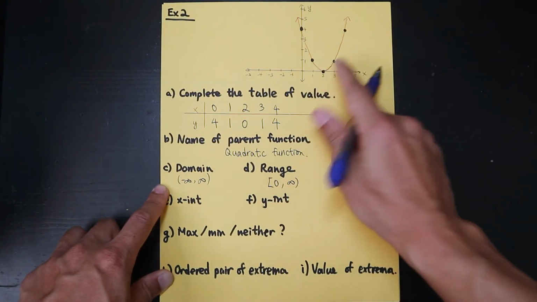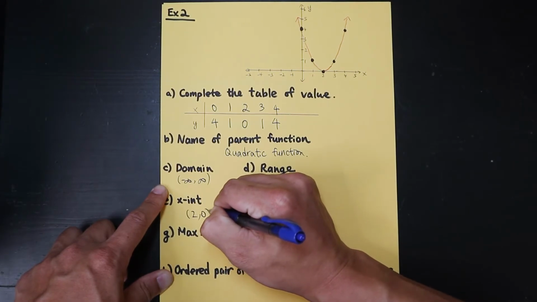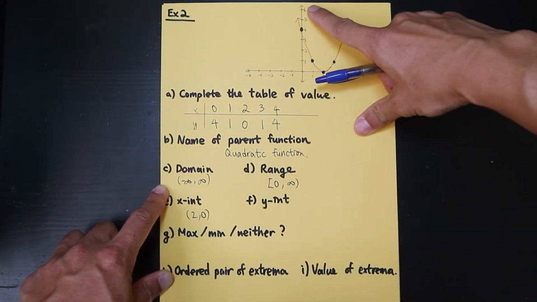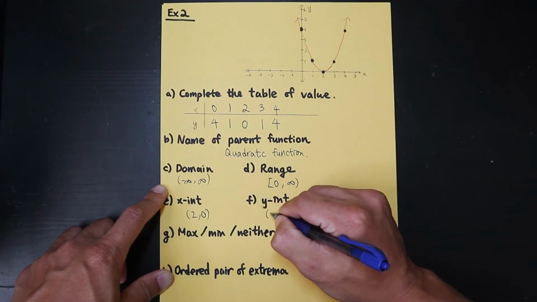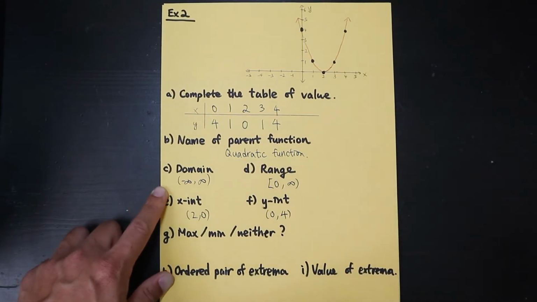Well, for the x-intercept, I see that this U shape intersects the x-axis at this one point only, and this point is at 2. The value is 2, so it's going to be 2, 0. And then for the y-axis, I see that this U shape intersects the y-axis at this number, which is 4. So the x is 0, the y value is 4.